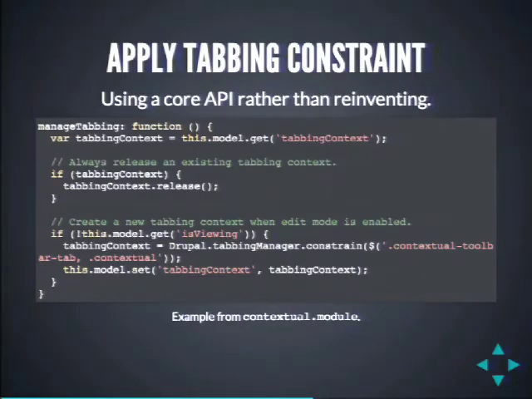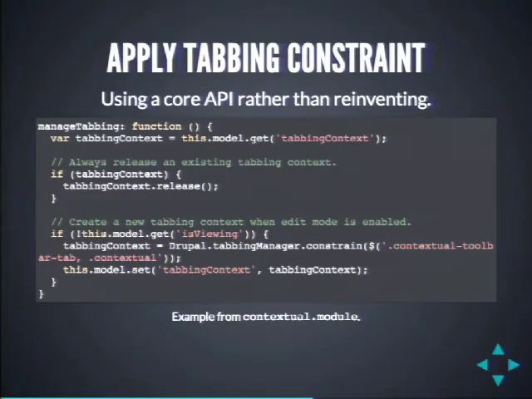At the bottom of this function, you have an if test. And within that if test, we're calling Drupal.TabbingManager. That's the interesting part. So Drupal.TabbingManager.constrain is what you want to call when you want to constrain tabbing to a specific set of elements. And we pass in a selector that specifies these elements are the ones we want tabbing to be constrained to. And what it returns is what we call a tabbing context. And the tabbing context is the basic building block that the tabbing manager uses to keep track of things and to make sense of things. So we get back the tabbing context and we store it. And that's all that happens.